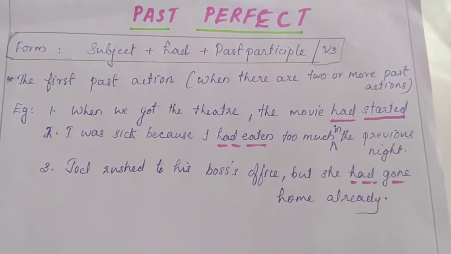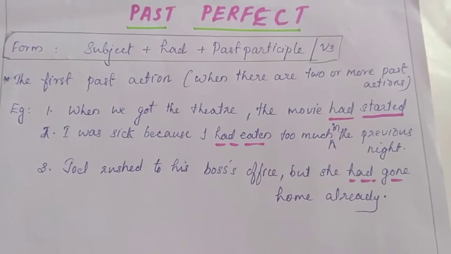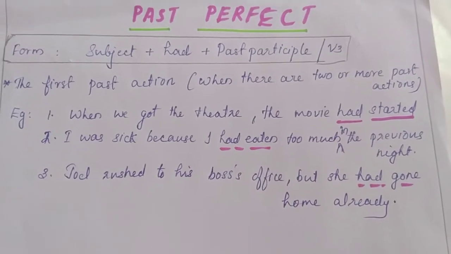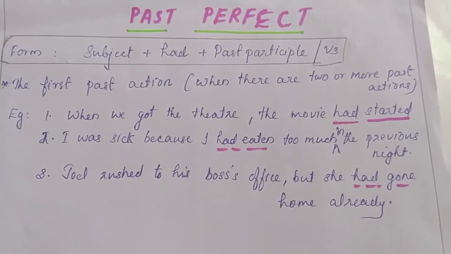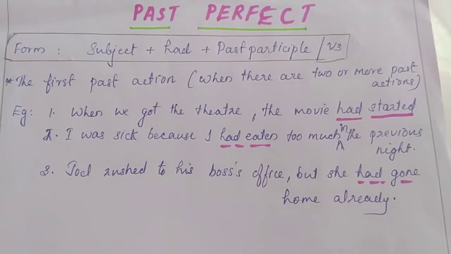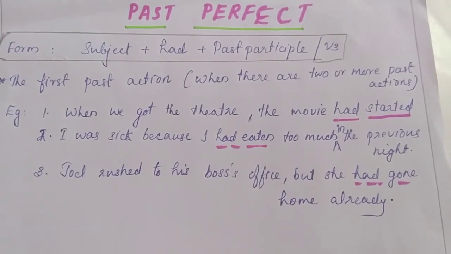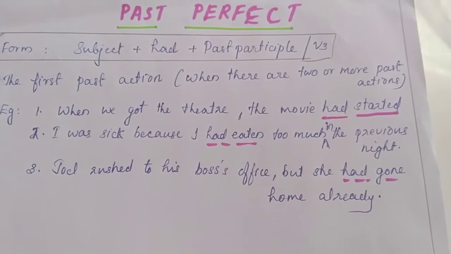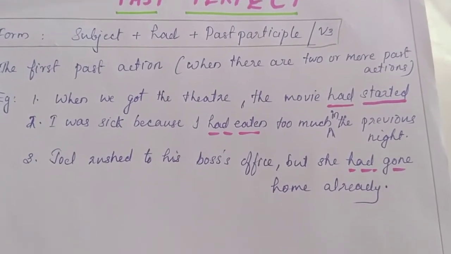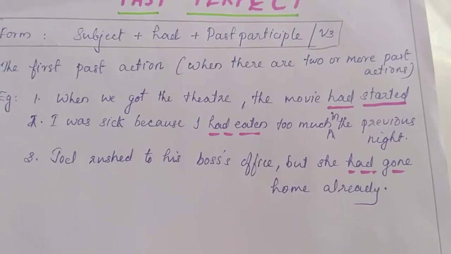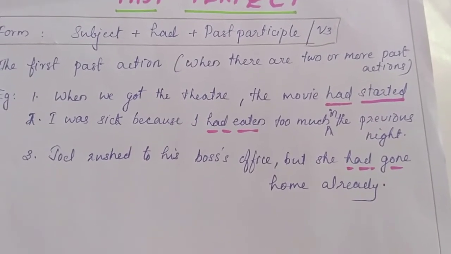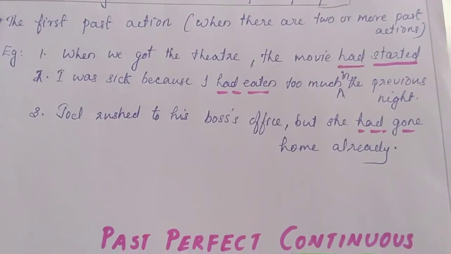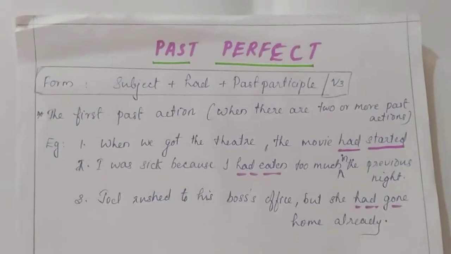Okay. Past perfect. Present perfect verb form, do you remember? Have or has. We write have or has plus past participle form. But here, instead of have or has, the past form of have or has, we should write had. Okay. Subject plus had plus past participle or third form of the verb. So, I told you, the first past action.